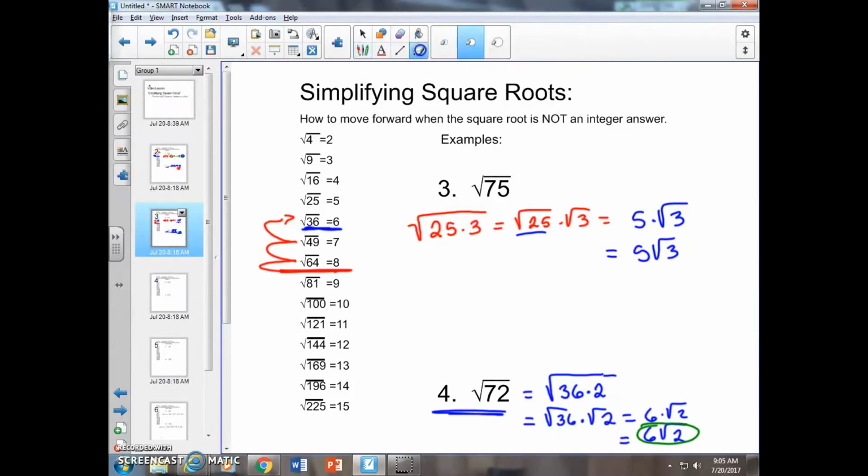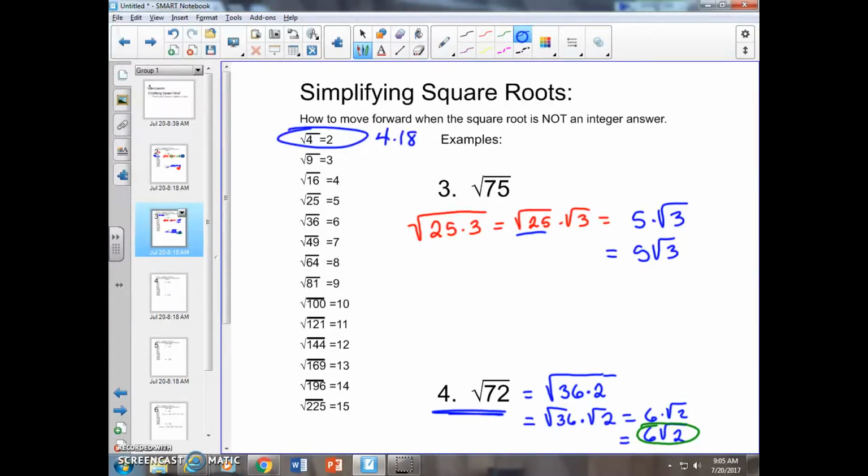And if you had gone from the top down on this problem, you would have found that 4 went into it. 4 and 18. If you had skipped 4 for some reason and went to 9, 9 goes into 72. 9 times 8. So a lot of times you go to work those and you say, well, it's 2 square root of 18 or it's 3 square root of 8. And I would say, well, yes, it is those. But those aren't fully simplified.